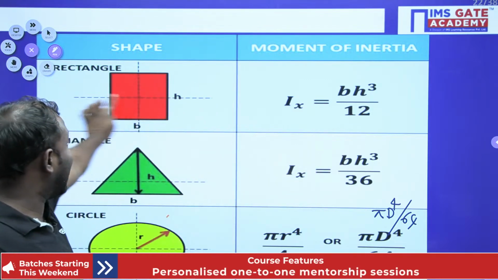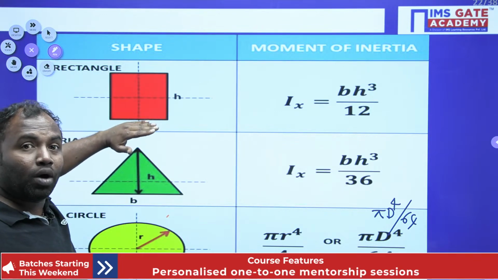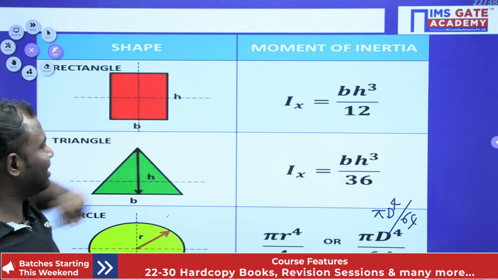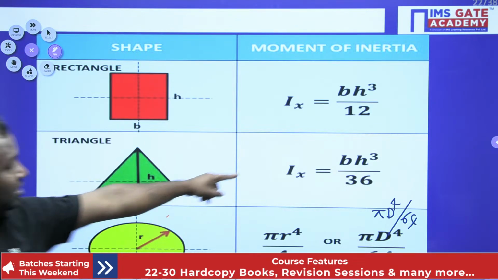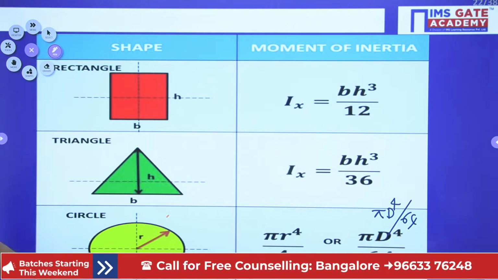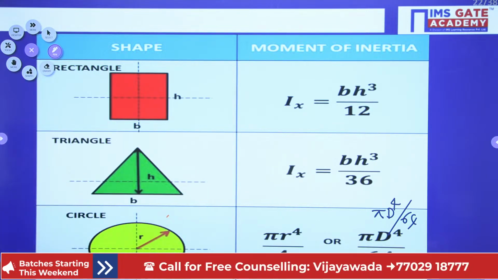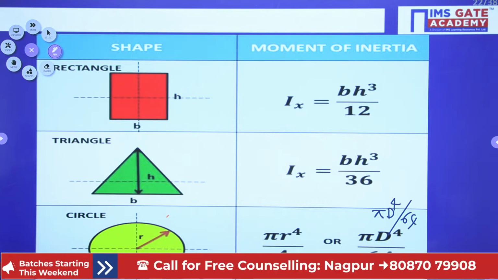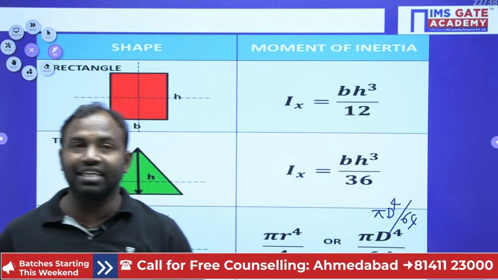This is about the center axis. If you want it from the bottom, then you need to apply the parallel axis theorem, isn't it? Now for the triangle, about the centroid axis, it is b h cube by 36. Next, for a circle it is pi d power 4 by 64. Apart from these three, I will give you certain shapes also: hollow circle as well as I section and T section.